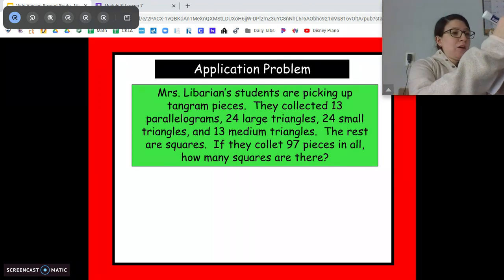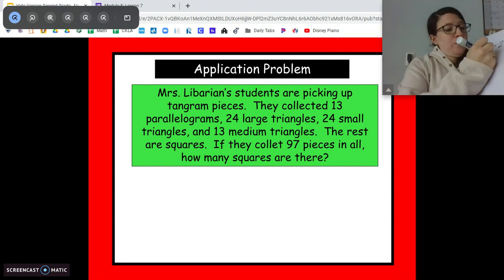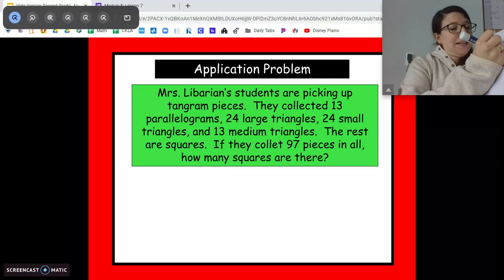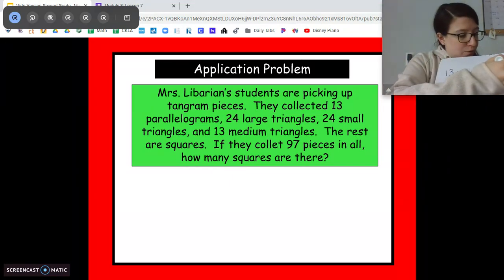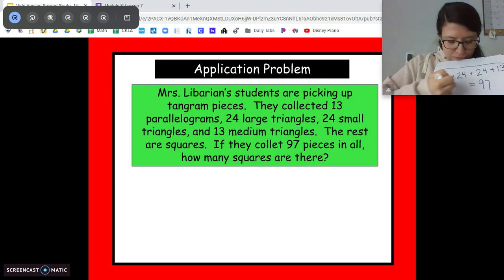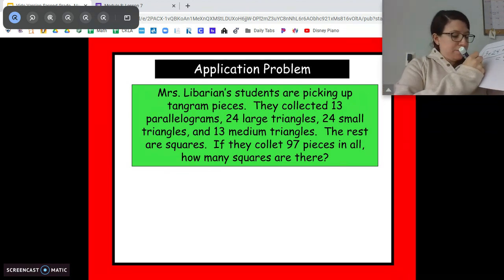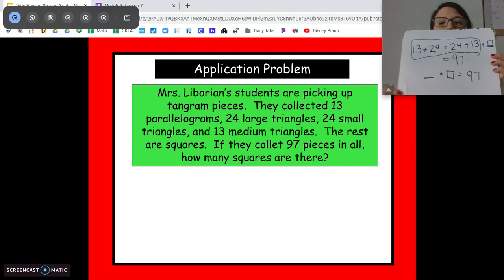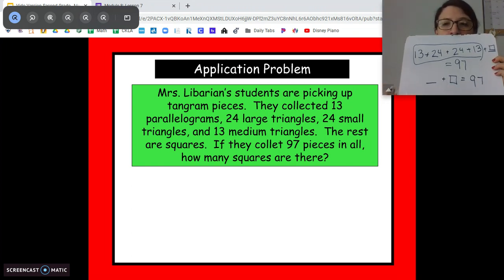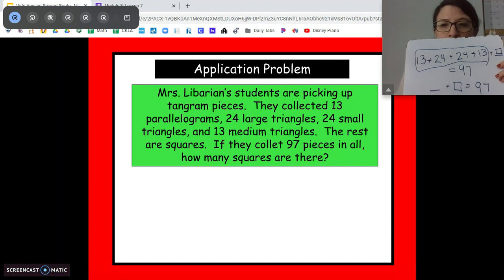Yes, how many are squares? We don't know how many are squares. What we do know is that we collected 97 in all. So your first step is to figure out how many we know, and then we want to figure out what we know plus our squares is going to equal our 97. All right, so go ahead, pause the video, try it on your own, and then we'll come back and go over it.